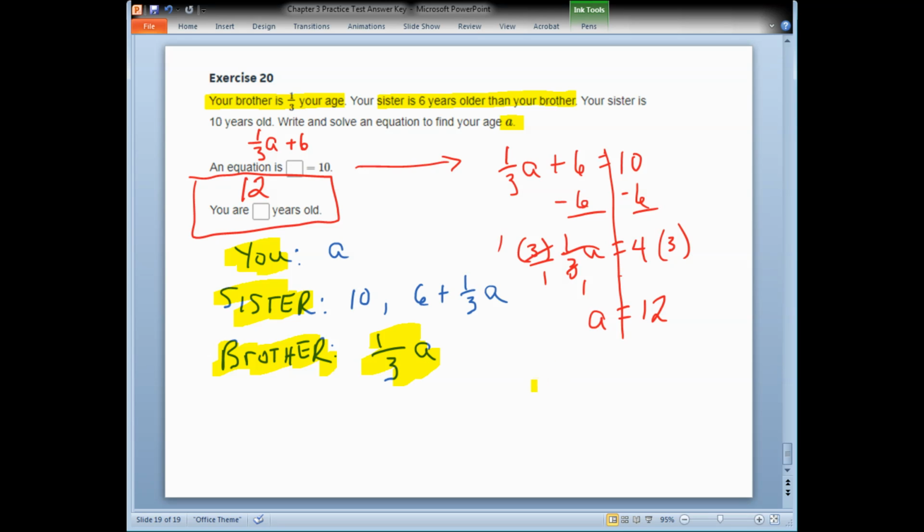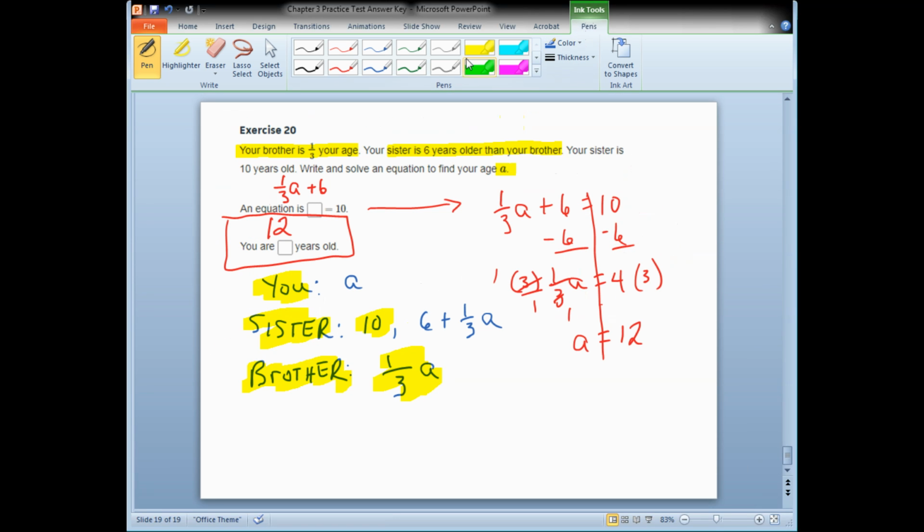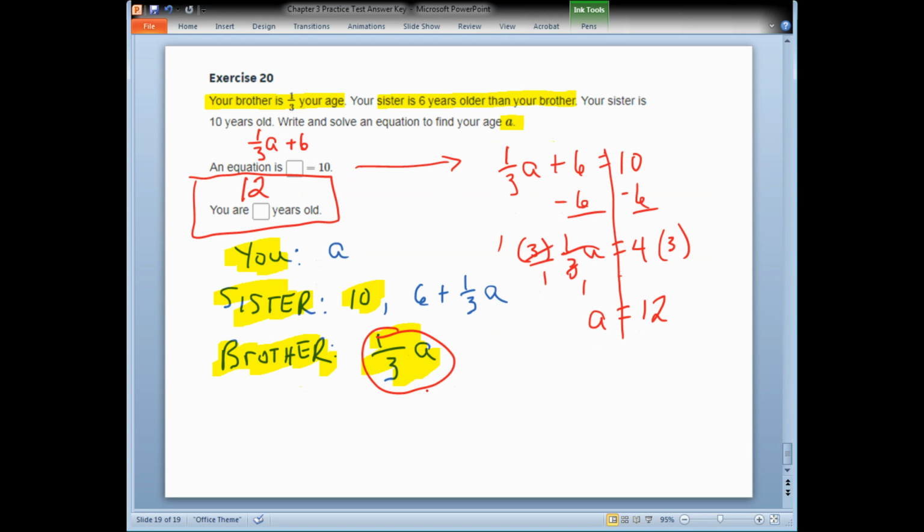Here's an expression. Your sister is 10 years old. What else about your sister? Your sister is 6 years older than your brother. Well, how old is your brother? Your brother is, let me get a pen. Do I have a pen? Give me a pen. Your brother is this old. Okay, that's how old your brother is. So your sister is 6 years older than that. So that's how I end up with this expression for your sister's age.